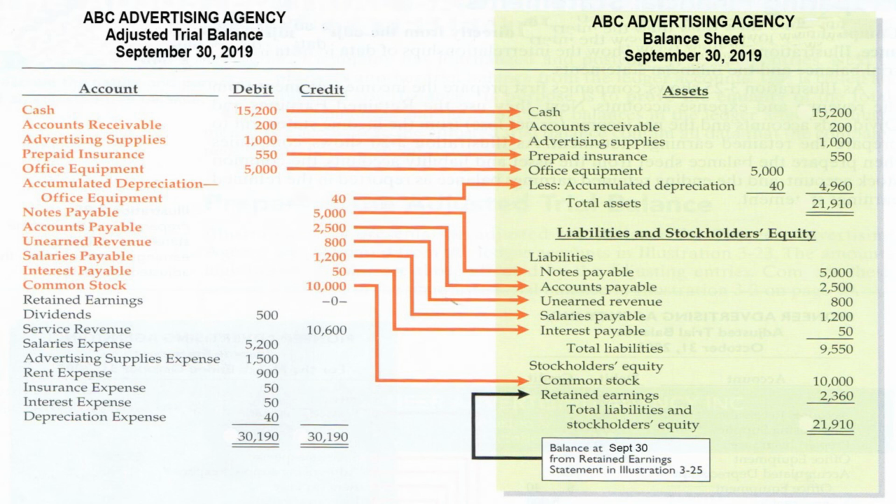Kung titingnan ninyo, nandyan yung notes payable natin, accounts payable, unearned revenue, salaries payable, interest payable. And then we have the stockholders' equity, yung common stock, wala pong adjustment dyan. 10,000. Magkaroon lang yan ng adjustment kung nagbenta ka o kaya nagbawas ka, no? So, retained earnings natin, yung nanggaling sa income statement natin, 2,360. And then the total, we have now the total liabilities and stockholders' equity, 21,910, which is equal to our total assets, no?